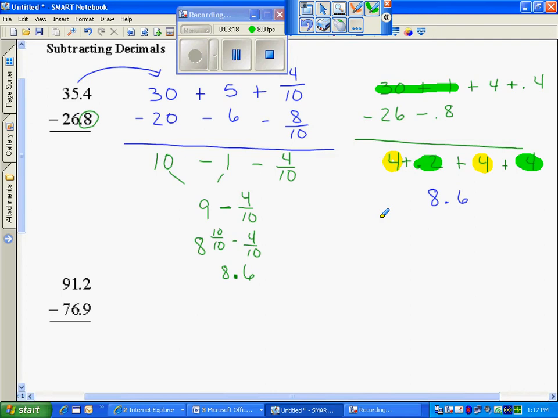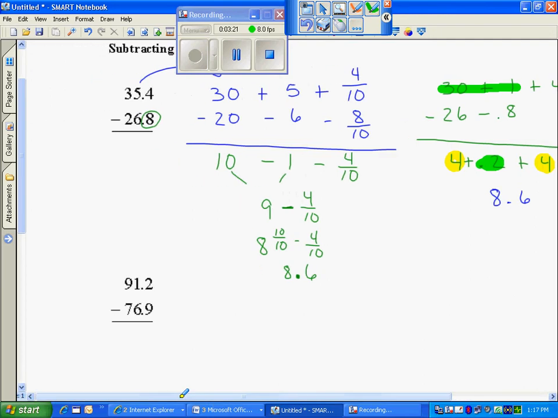Now if I was using partial sums, what would that look like? Well, I start in my tens column. 30 take away 20 is 10. $5 take away 6 puts me in the hole, $1. Notice my decimal lines up, so I'm subtracting dollars from dollars. And if I had 40 cents take away 80 cents, or 4/10 take away 8/10, I would be in the hole, 4/10. So combining, I usually like to do this in 2 steps. 10 minus 1 is 9. 9 minus the 40 cents would be $8.60 remaining.